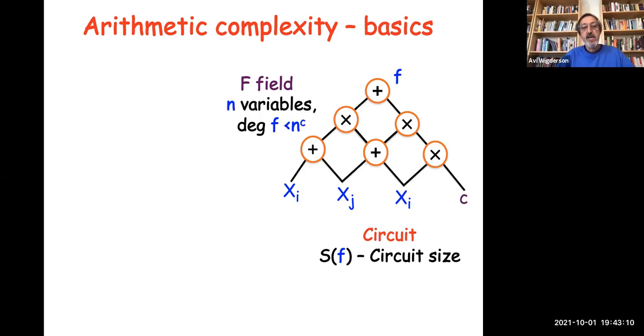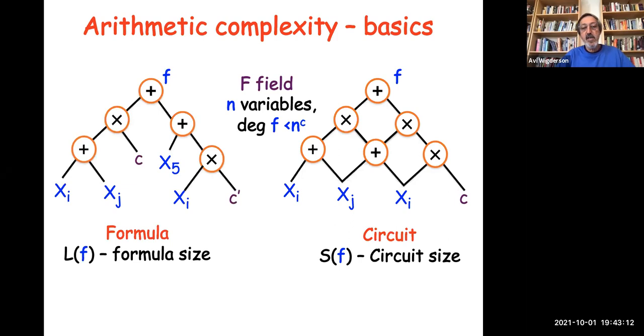These are circuits, and these are formulas. The only difference is that in a formula, you cannot reuse results. So a formula is a tree, whereas a circuit is really a directed acyclic graph. You start from the inputs, which are variables, and using addition and multiplication and coefficients in your field, you are computing a polynomial. So it's about formal computation of polynomials.